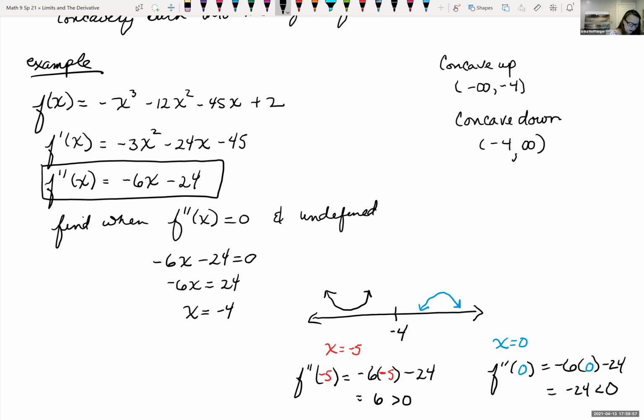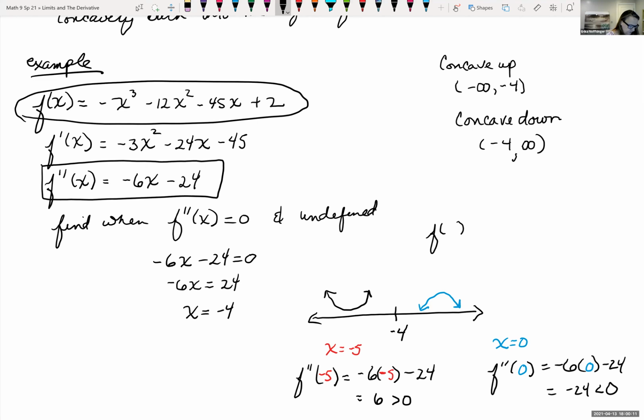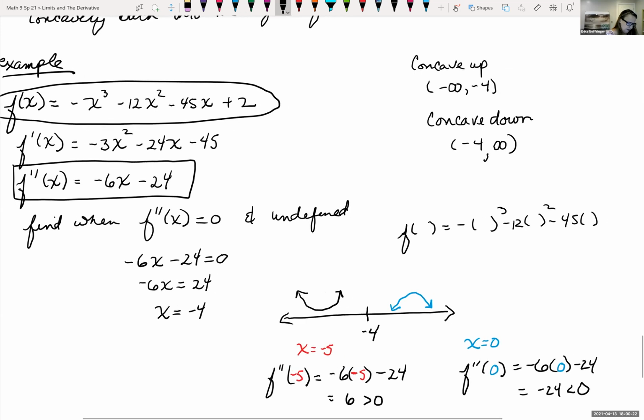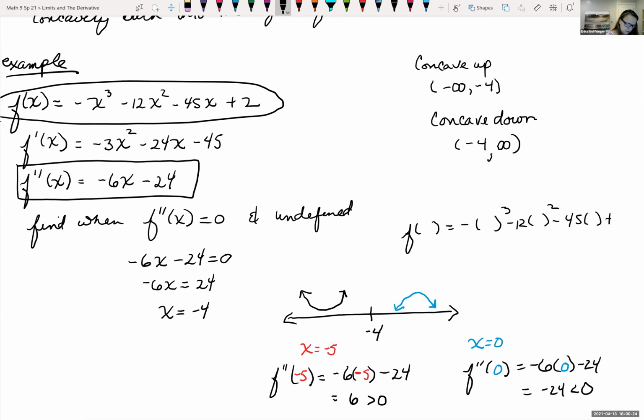Our inflection point, we know it's occurring when x is negative 4, but we need to plug it back into the original. So we need to look at what is f of negative 4. So that would be negative 4 cubed minus 12 times negative 4 squared minus 45 all times negative 4 plus 2.